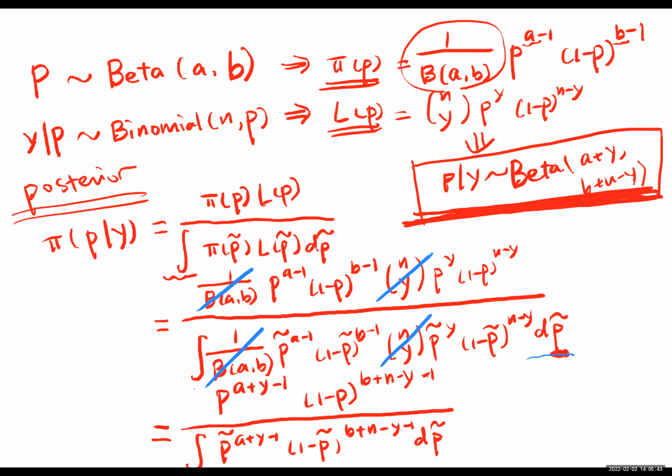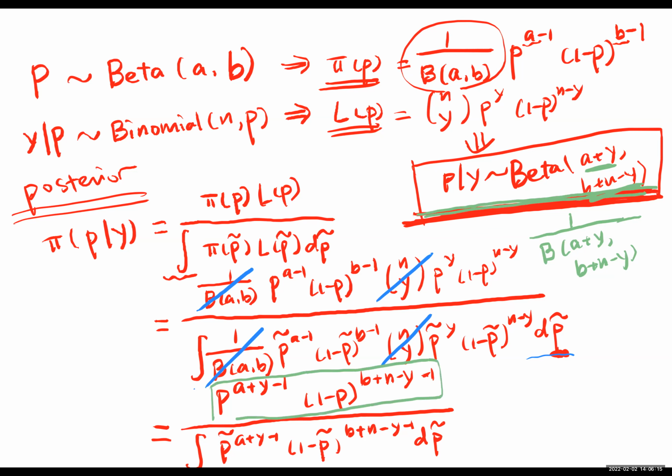Okay, and that constant in particular, let me use a different color over here. Because of the A plus Y and B plus M minus Y terms, whatever that constant should be, it is the beta function of A plus Y and B plus M minus Y. We don't know how to get that yet, but if indeed what we did before was correct, we should be arriving at this beta posterior distribution. Remember, this is our A plus Y, right? This is our B plus M minus Y.